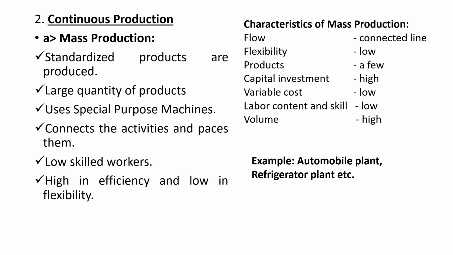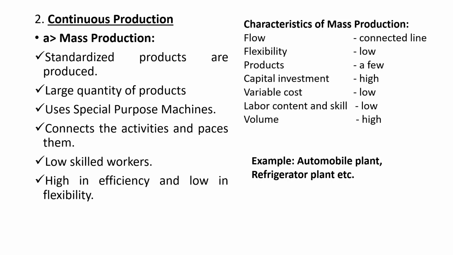So standardized products are produced in large quantity. The mass production connects the activities and paces them, for example, with a conveyor belt. In case of mass production, we use special purpose machines connected in a particular sequence, and all the machines are dedicated to produce that particular product only. It connects the activities and paces them with the help of a conveyor belt.